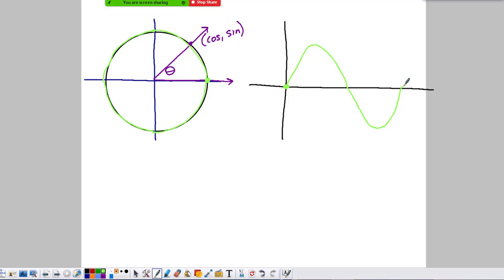So this technically would keep continuing, because can you keep going around the circle? Yeah. But this here is one cycle, because you cycled around once. And then you can keep going with that same graph.